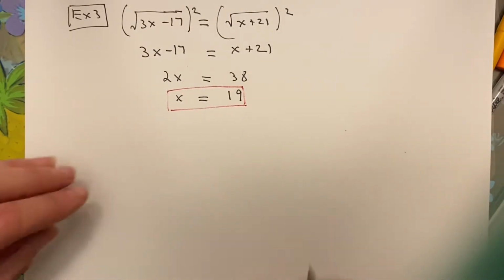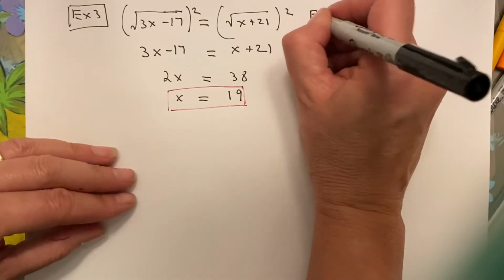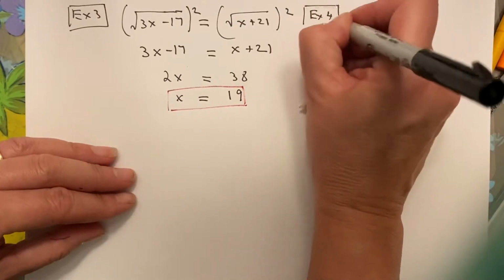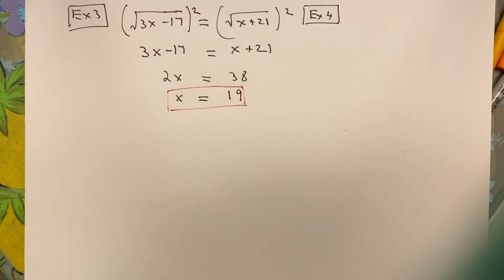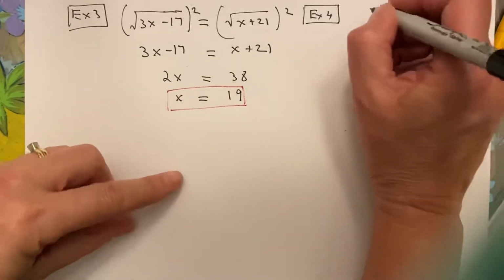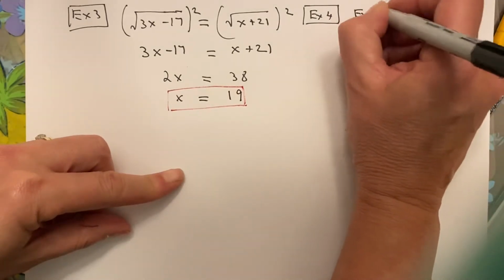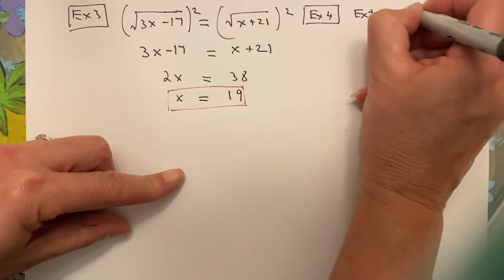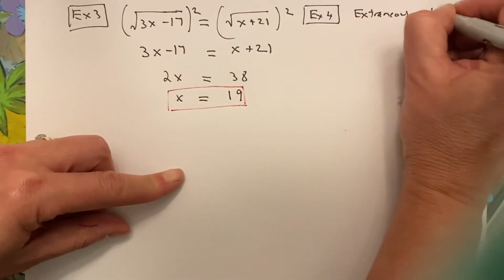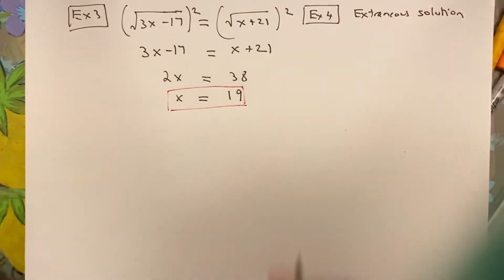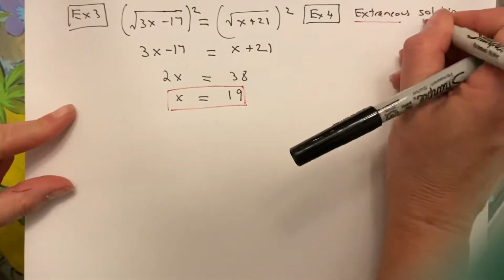Finally, I'm going to look at example 4. In this situation, we're going to solve an equation with what's called an extraneous solution. Yet another complicated word. It means there's an extra solution that doesn't work, basically. It's a fancy word to describe when you get more than one solution, and one of them doesn't work.